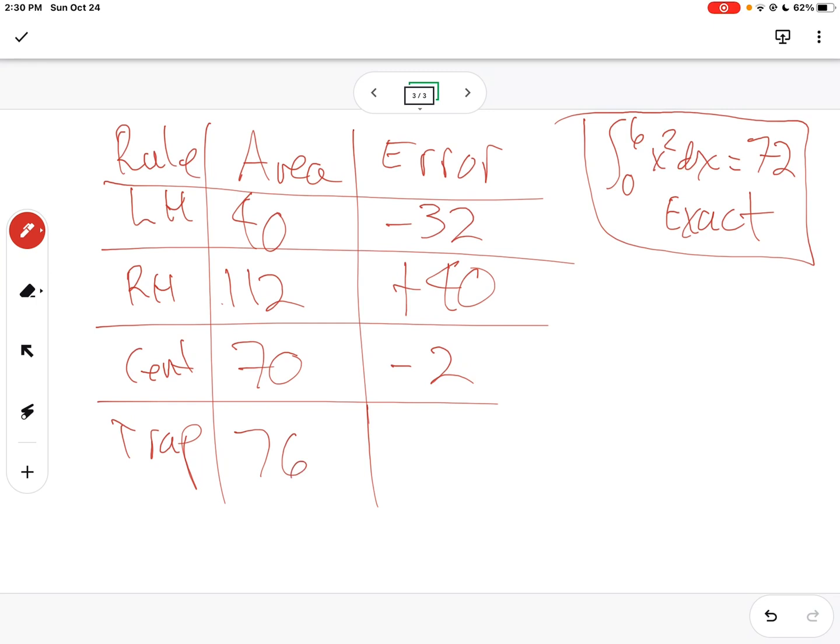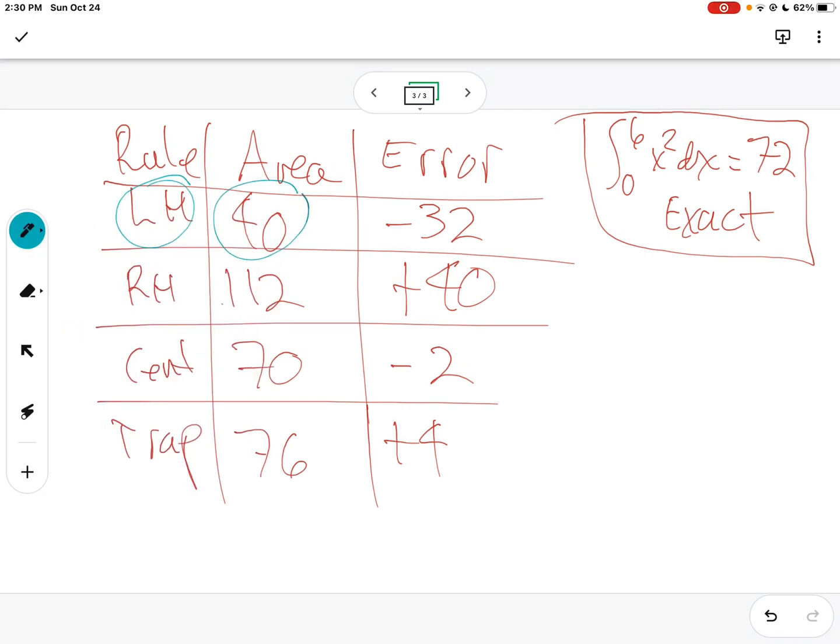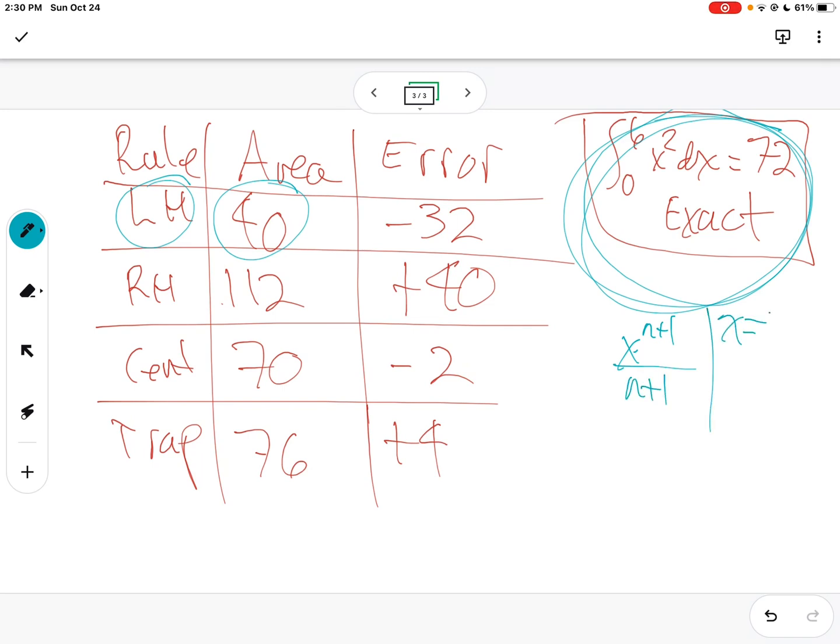So this was 76, which means the error is plus 4. So look at this. Hopefully you did these calculations. The left-hand rule calculated out an area under the curve of 40. The actual answer is right there, 72. The way I did that is x to the n plus 1 over n plus 1 evaluated at x equals 6, right? So all I had to do was x cubed over 3 at x equals 6. I subbed in 6. 6 cubed over 3 gives you 72. So if the exact answer is 72, the error with the left hand is minus 32.